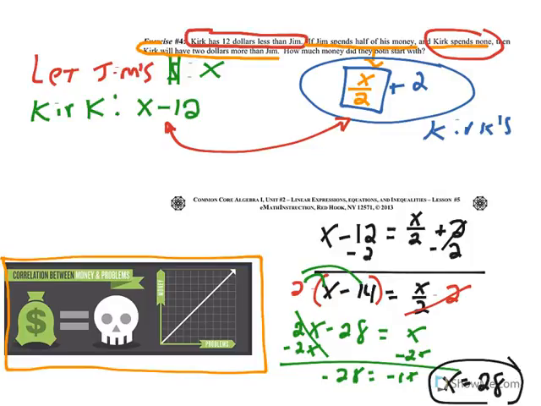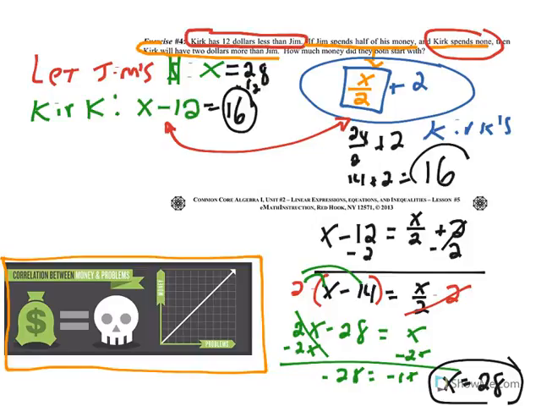Okay? Now they did ask how much money did they both start with. So if x equals 28, that would mean Jim started with 28. X minus 12 then, if we subtract 12 away, means that Kirk started with 16. Okay, and if I check my answer over here, and I plug in 28 here, 28 over 2 plus 2, 28 over 2 is 14 plus 2, which is 16. I get Kirk's dollars to match.